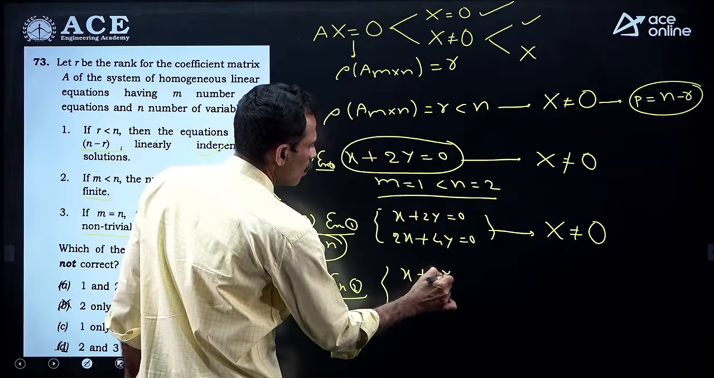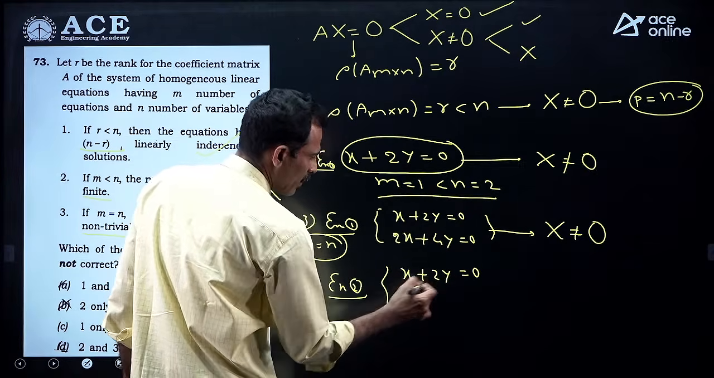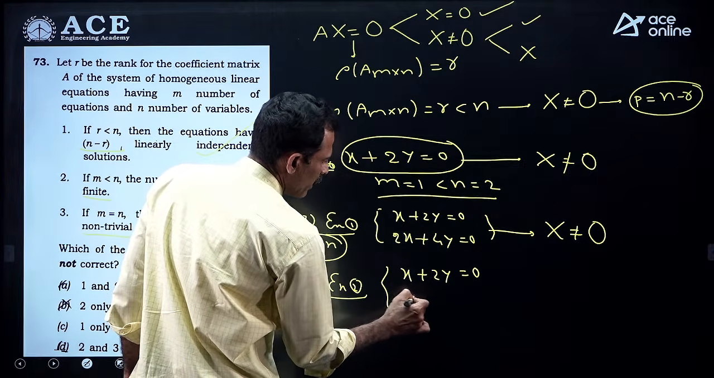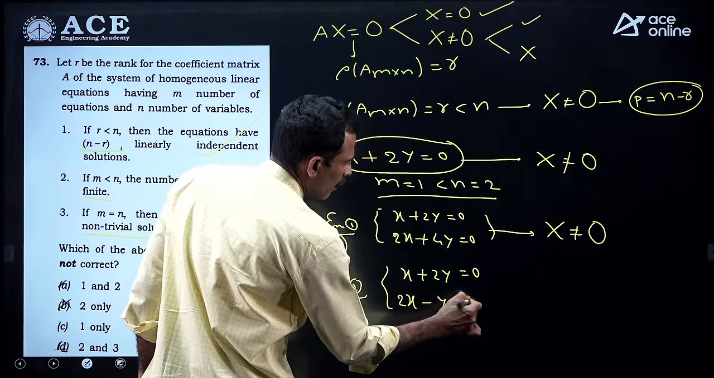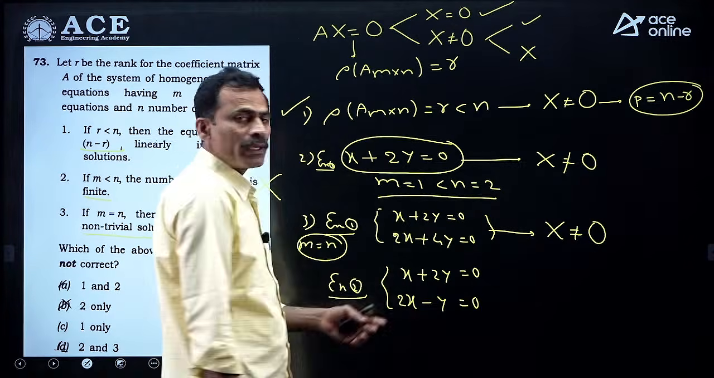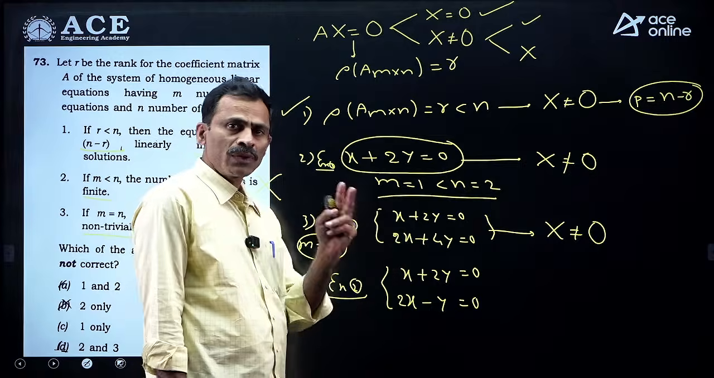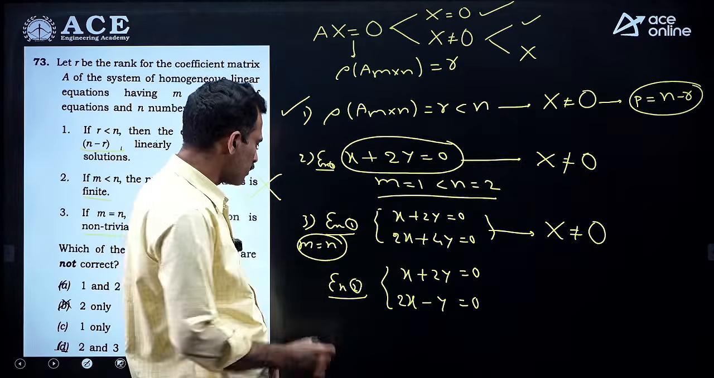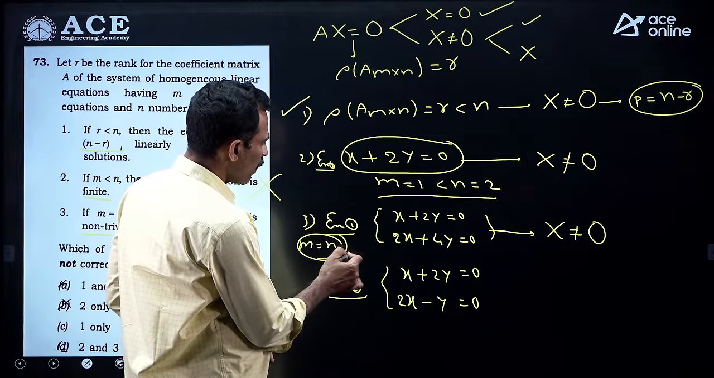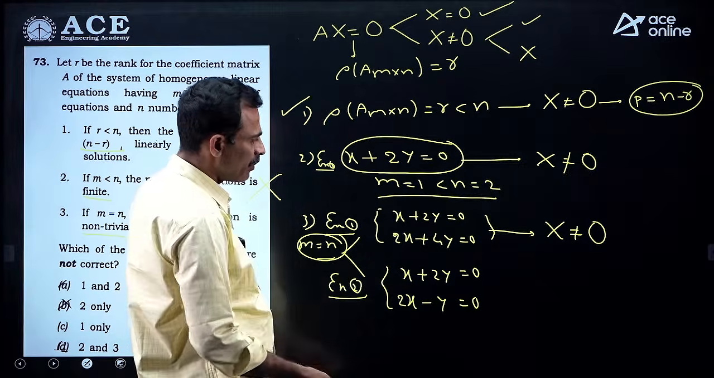x plus 2y equal to 1 equation. Next, 2x minus y equal to 0, the other equation. So again, a collection of two equations in two variables, m equal to n. For m equal to n, we have taken two examples, example number 1 and example number 2.